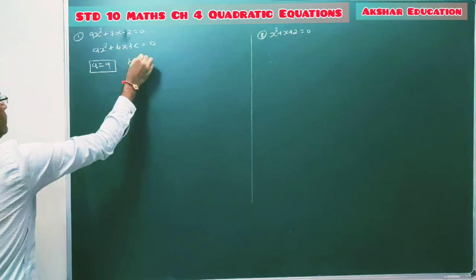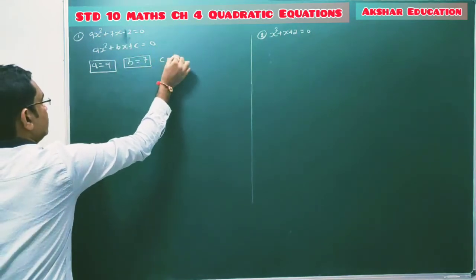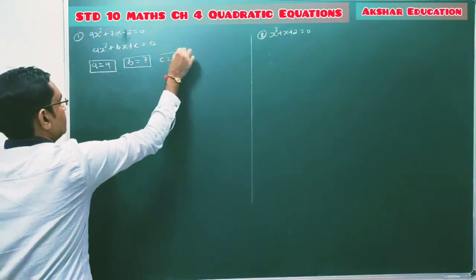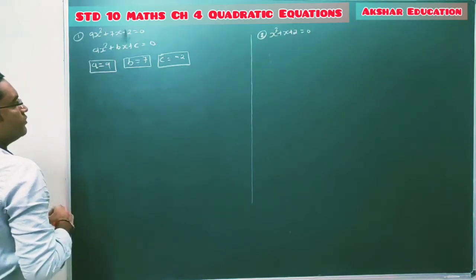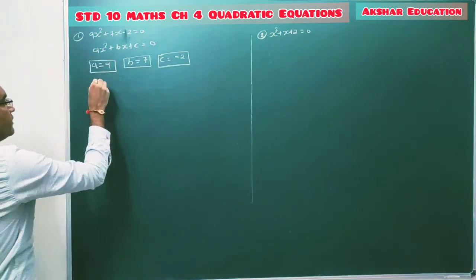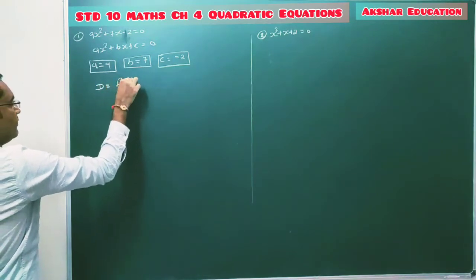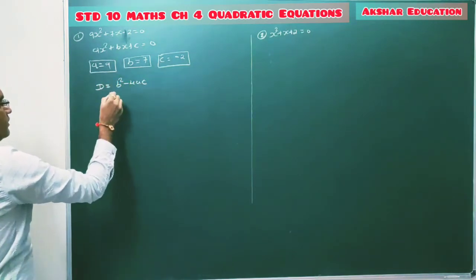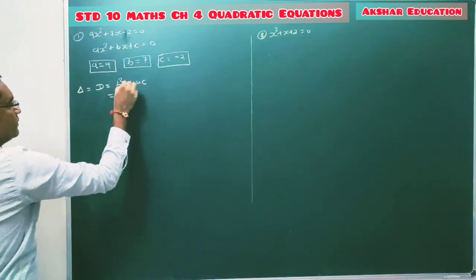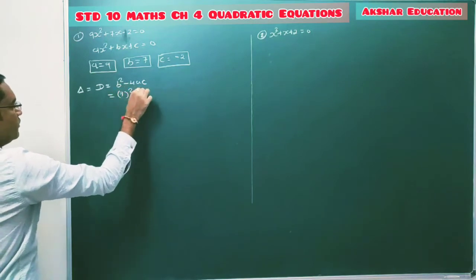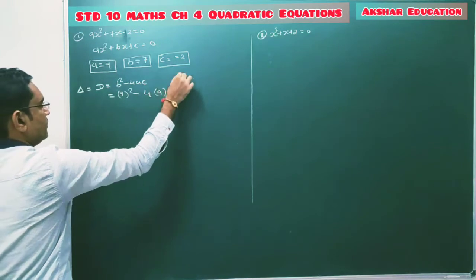b, the coefficient of x, which is 7, and c, the constant term, which is minus 2. Done. To check whether the given equation has real roots or not, we have to find the value of its discriminant delta. So delta is given by b square minus 4ac. Delta, the discriminant, is denoted by this sign. b square, so it's 7 square minus 4 into a, which is 9, into c, c is minus 2.